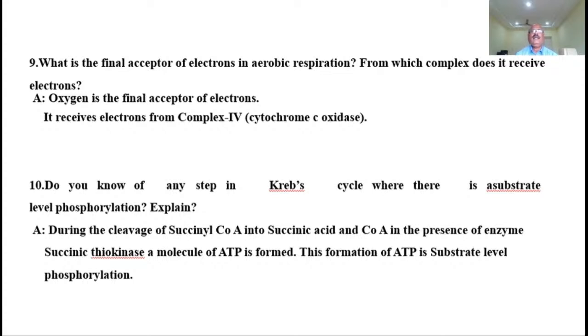What is the final acceptor of electrons in aerobic respiration? From which complex does it receive electrons? Oxygen is the final acceptor of electrons. It receives electrons from complex 4, that means cytochrome C oxidase.